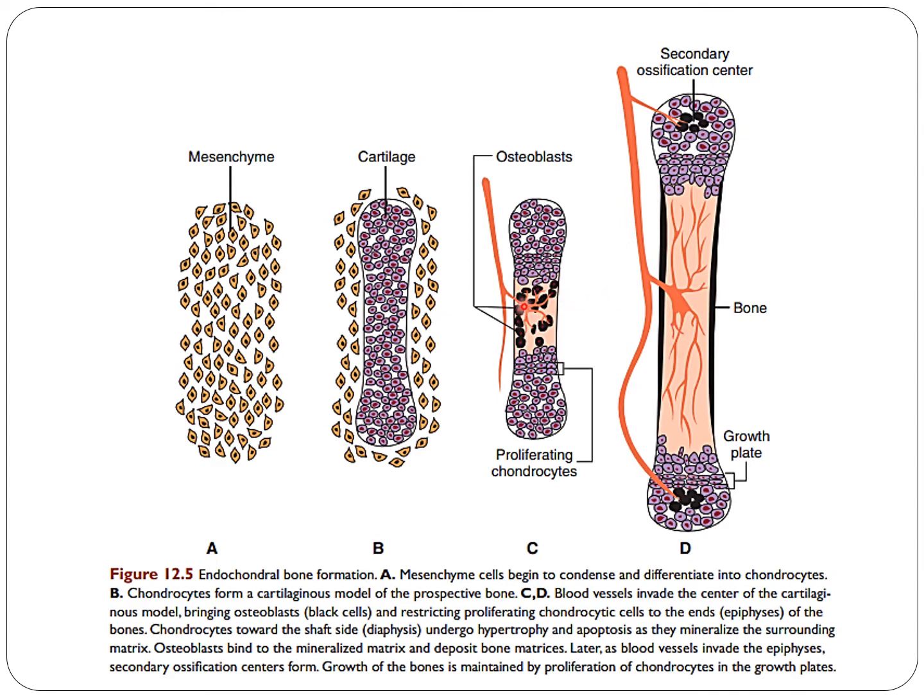So from here the chondrocytes toward the shaft side, that is the diaphysis, undergo hypertrophy, and apoptosis will take place, and they mineralize and mix with the matrix. The osteoblasts, which are the bone forming cells, bind to the mineralized matrix, and finally the blood invades inside. So all these changes are taking place in the bone, and we name them primary ossification centers.